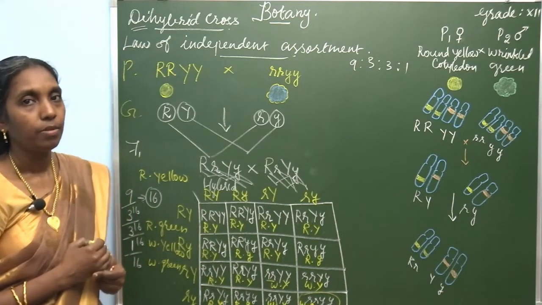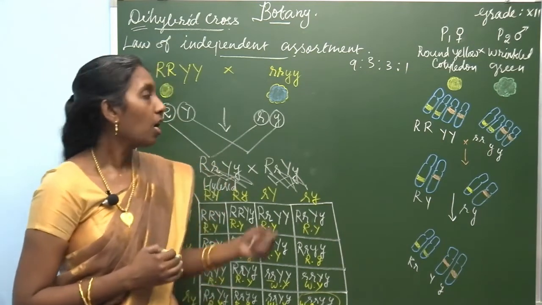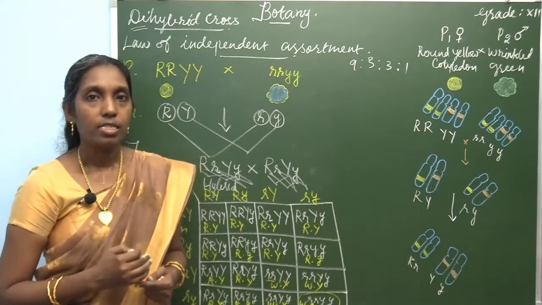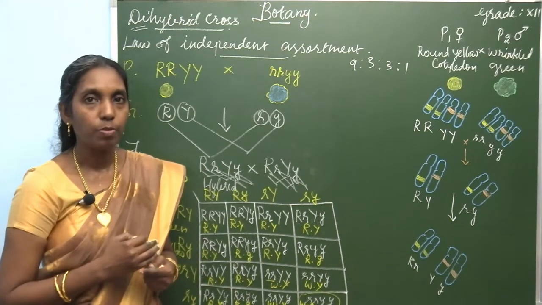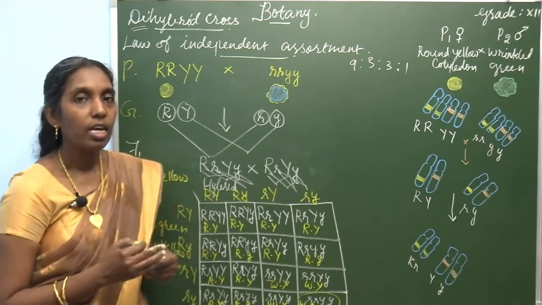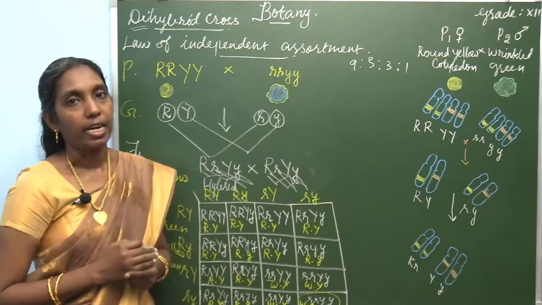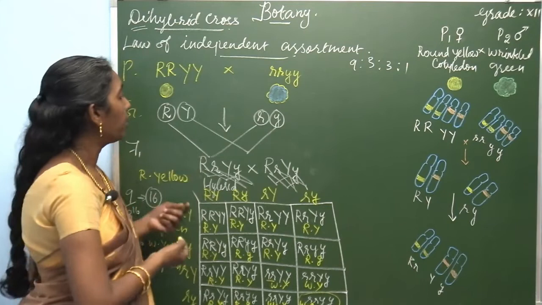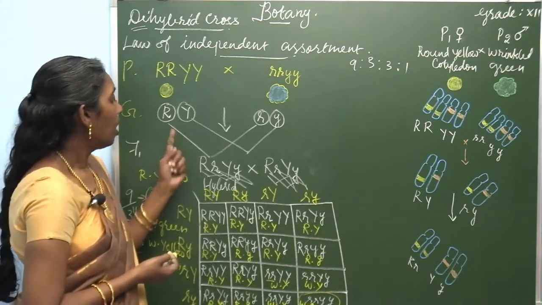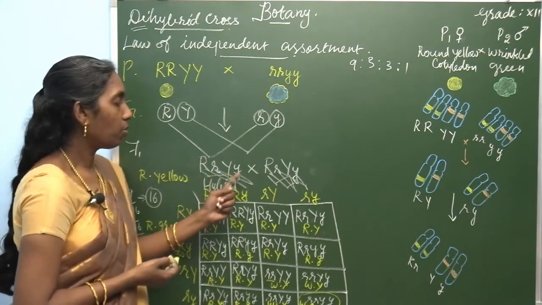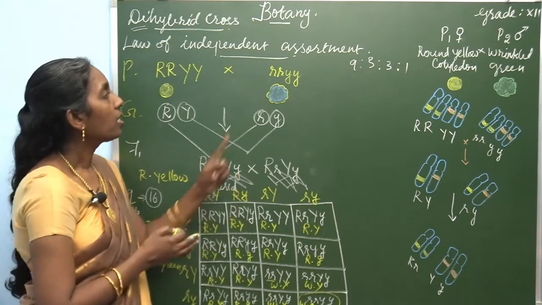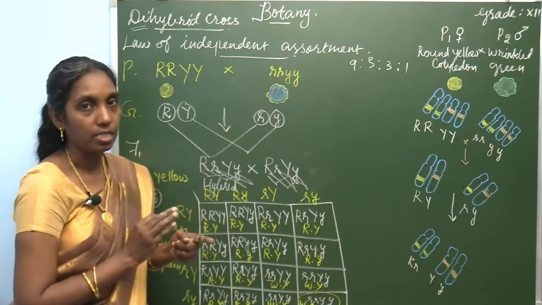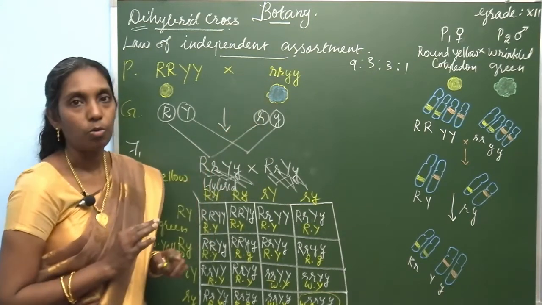Dihybrid test cross. Already you learned the monohybrid test cross; here you are going to learn the dihybrid test cross. What is a test cross? A test cross is a cross between a hybrid and a double recessive parent. So this is the hybrid: capital R, small r, capital Y, small y, and this hybrid is crossed with the double recessive, small r, small y, small y.